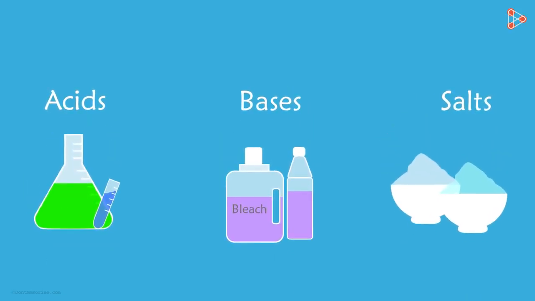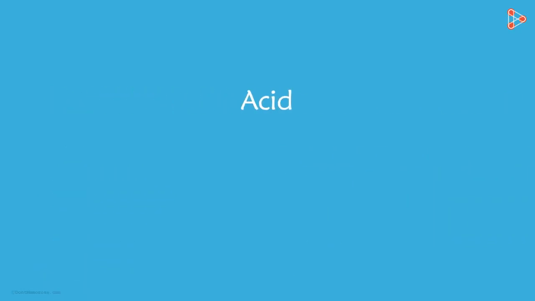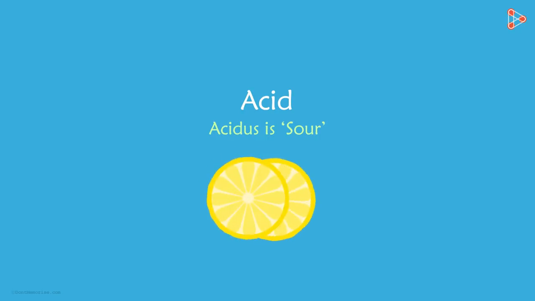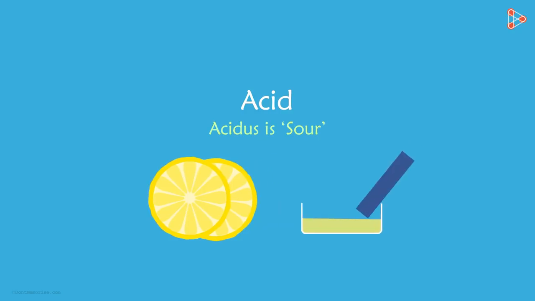Before we move on to understanding acids, bases and salts in detail, we can quickly recap what we already know about them. The word acid sounds scary, right? It comes from the Latin word acidus, which means sour. Yes, most acids taste sour. Lemons, for instance, have acid, and you surely know how lemons taste. And we'd also seen that acids turn blue litmus paper red.